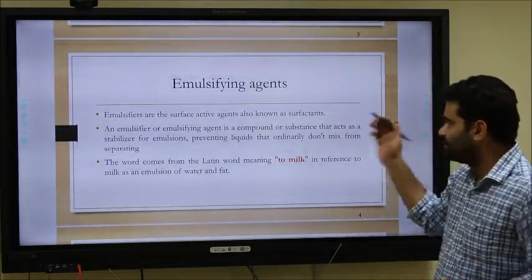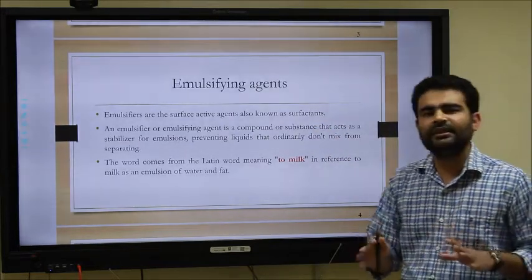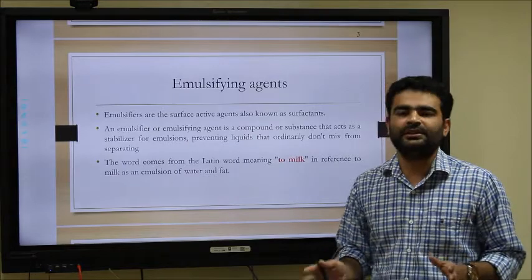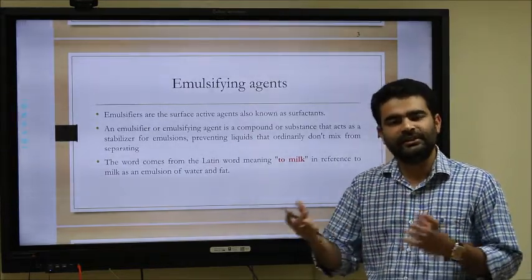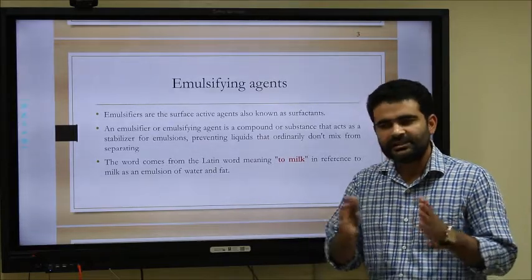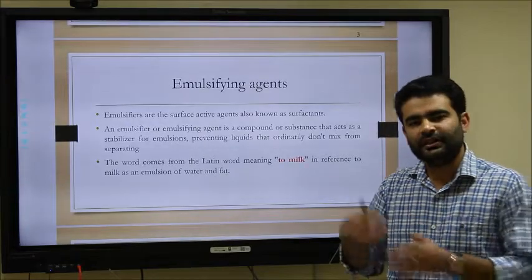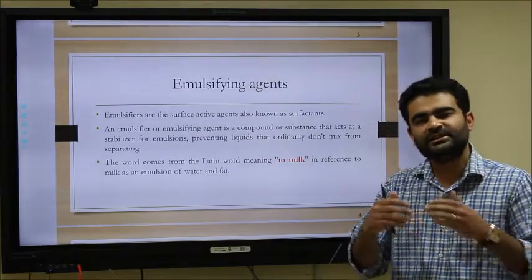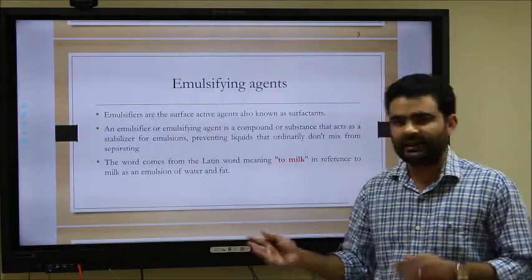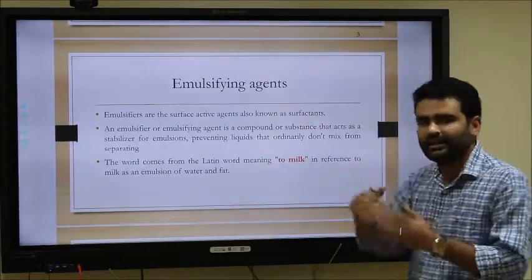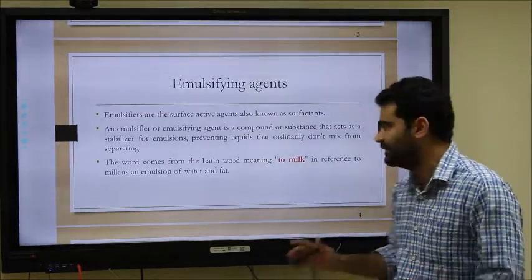Okay, so emulsifying agents are also known as surfactants. However, collectively, the term for them is surface active agents. All these agents act on the surface of two different immiscible liquids. When a surface active agent is acting on the interface of two liquids, it's called an emulsifier. When a surface active agent is acting on a solid and a liquid interface, it's called a surfactant. So according to that, the names are classified, although they all come in the category of surface active agents.